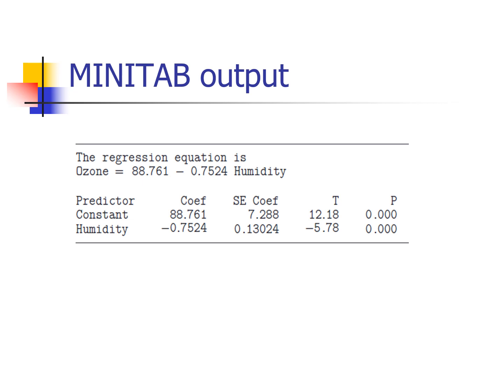And then we had that stuff before; it's just reiterating it. The constant is 88.761. That's just the y-intercept. The humidity coefficient, the slope, is negative 0.7524. So we saw that already.